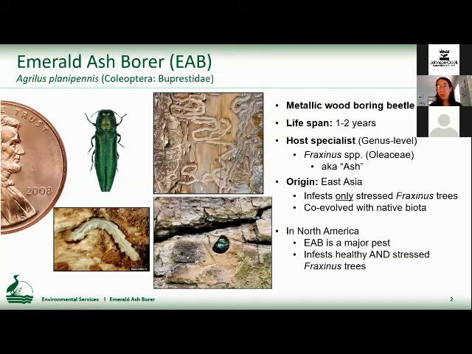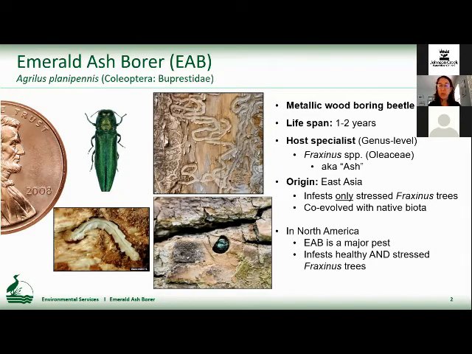So the emerald ash borer is a metallic wood boring beetle. And it is interesting for us today in terms of our topic of conversation, as it is a host specialist. It is really predominantly dependent on different ash species, so this genus Fraxinus, and it's originally from East Asia, where it is a minor pest, for the most part infesting only stressed ash trees and causing some small amounts of problems.